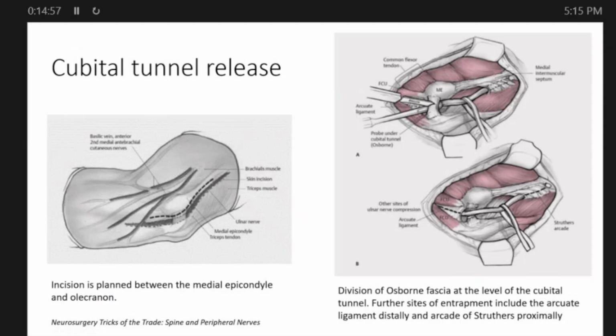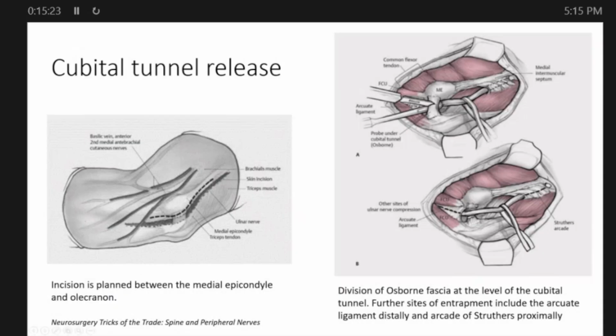Osborne's name has been attached, either calling it Osborne's band or Osborne's ligament or Osborne's fascia, and different texts will have it confused. So I actually prefer the anatomic terms of the arcuate ligament or the humero-ulnar arcade, which is basically the fascia that runs between the medial epicondyle and the olecranon.